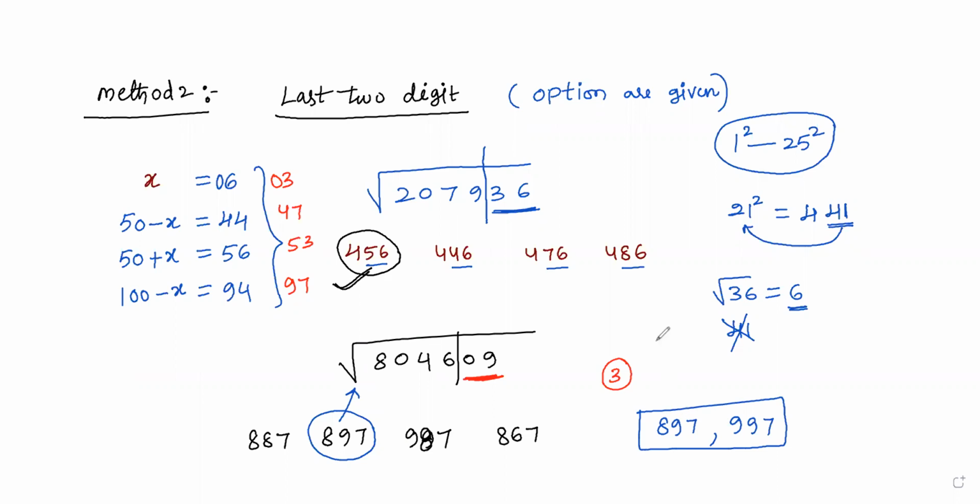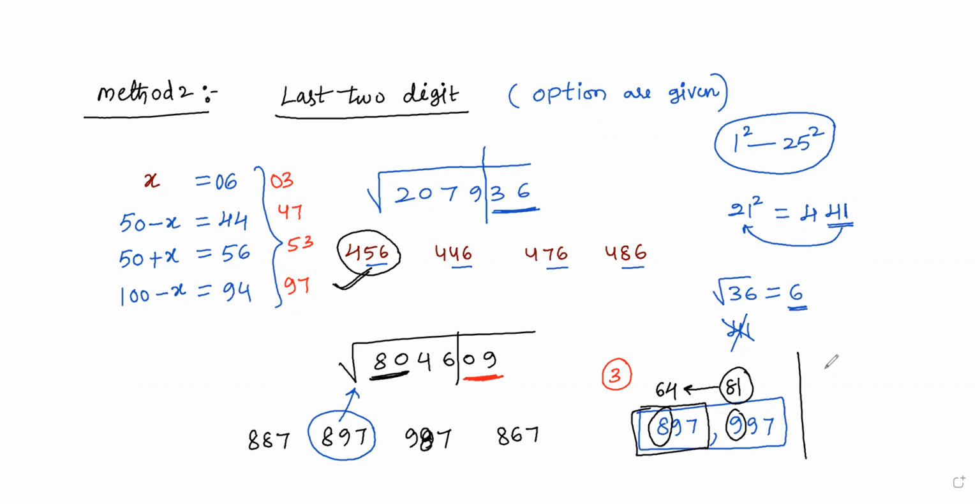Okay. One way: see, 8 square will be 64 and 9 square will be 81. And if you see the last two digits I'm talking about, the last two digits will be 09, that means it is less than 81. So the answer also comes earlier. So there is a chance it is 897.